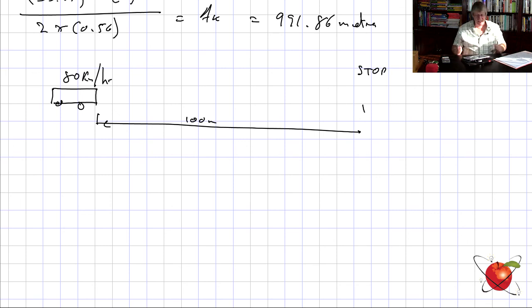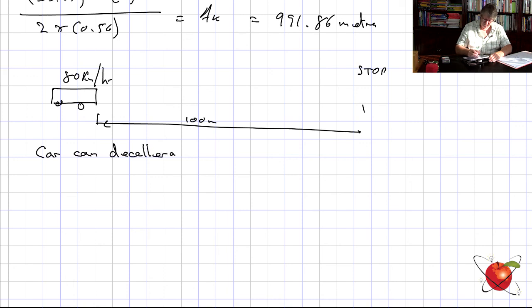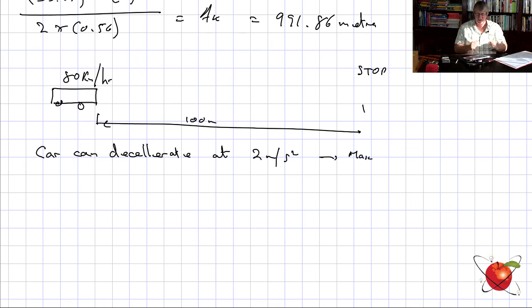Right. Now, let us say the car can decelerate at 2 meters per second squared. Okay? This is the maximum. So when I put the brakes on, I can only decelerate at 2 meters per second squared.